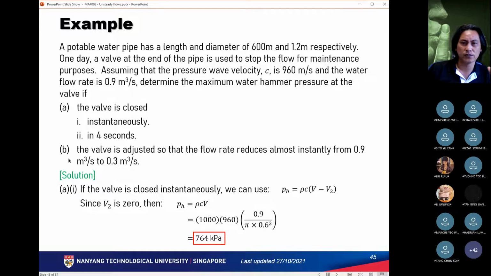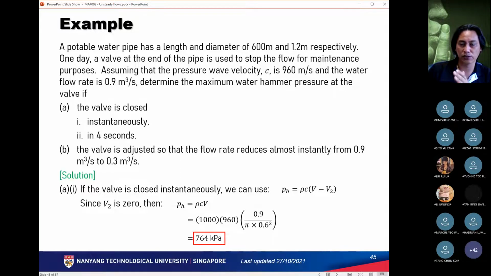Now for part B, we're asked to find the maximum water hammer pressure if the valve is adjusted so that the flow rate reduces almost instantaneously. This means rapid closure, from 0.9 meter cube per second, not to 0, but to 0.3 meter cube per second. And this 0.3 meter cube per second was maintained.